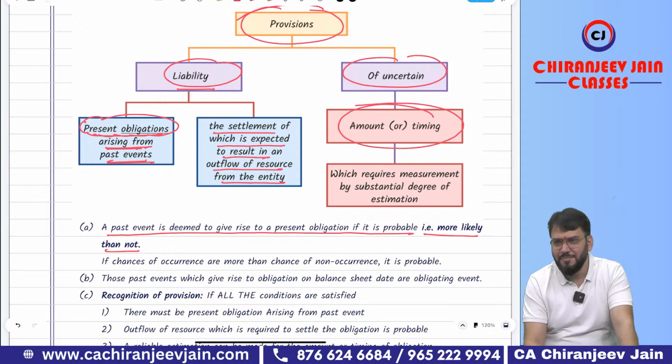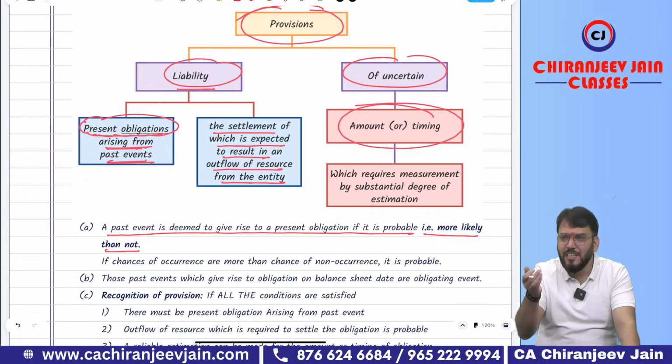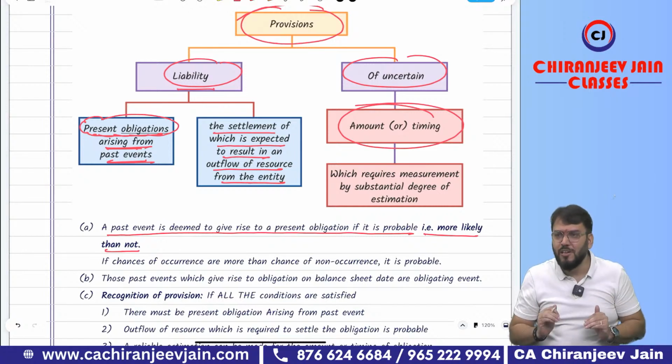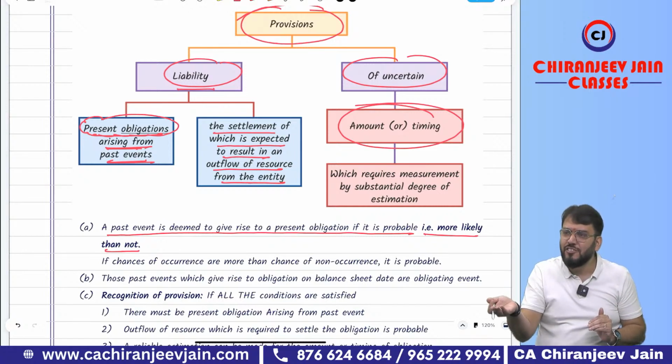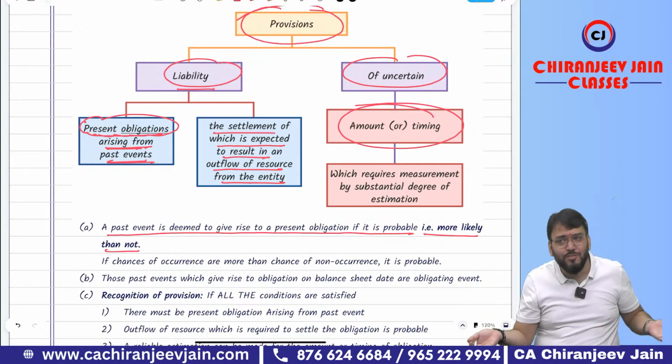Very basic example. But if I say convertible debenture, which will be converted into equity shares, is it a liability or not a liability? Whether there is any outflow of resource. Convertible debenture: you receive some amount from the debenture holder, but it will be converted into equity shares. So there is no outflow of resource.